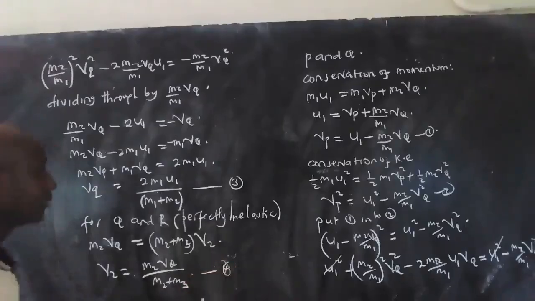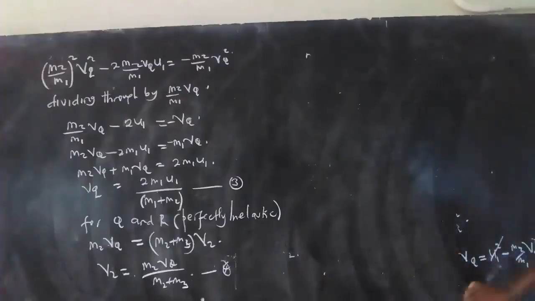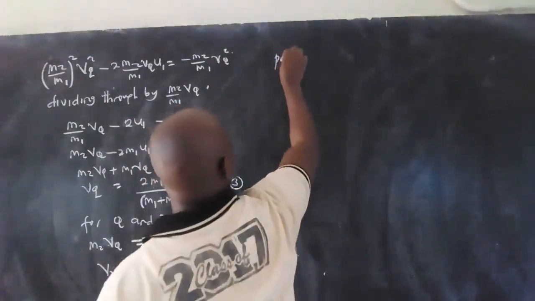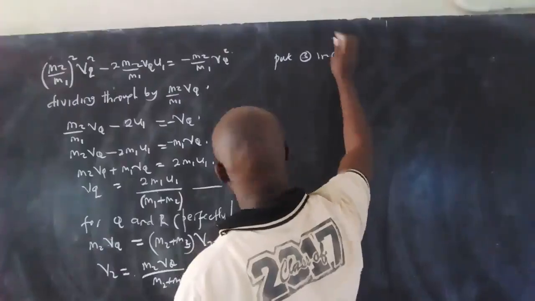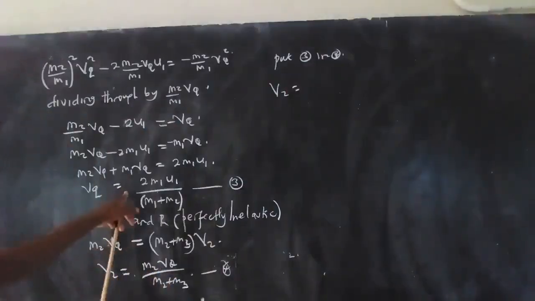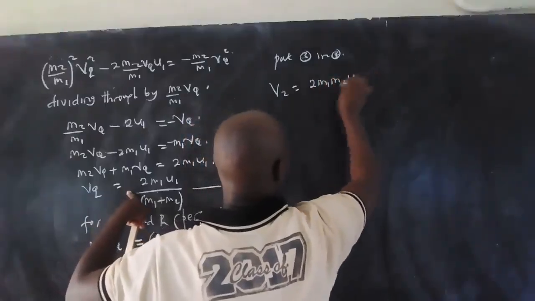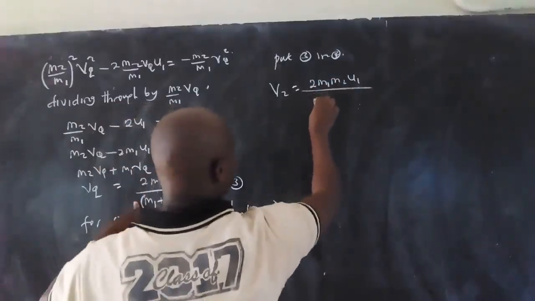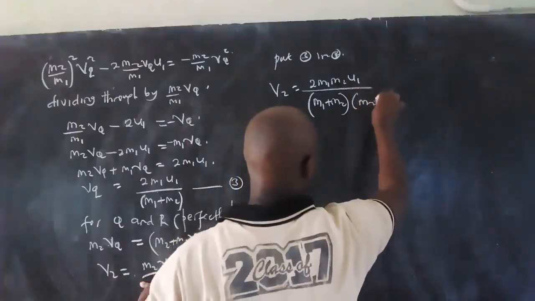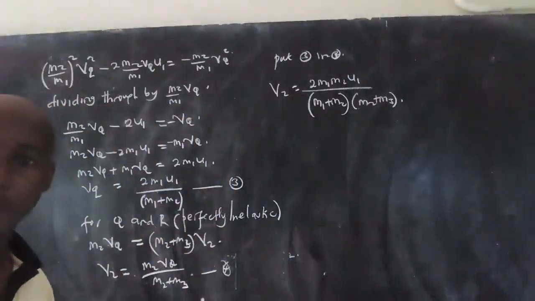Put 3 in 4. So we shall have V2 as, we substitute this. That is 2M1 M2 U1 divided by M1 plus M2, into M2 plus M3. So that is how we can simply show that, okay?